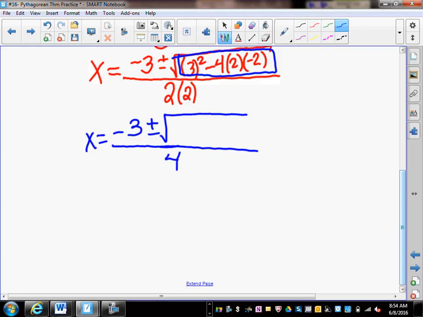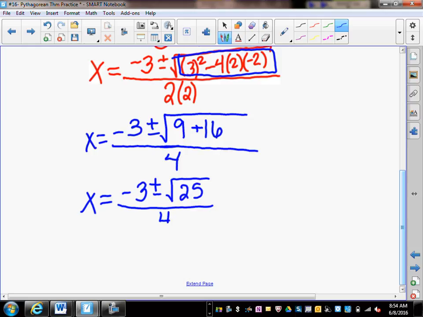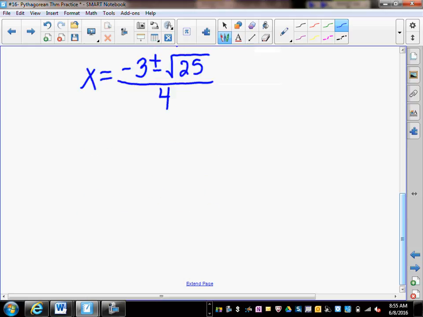Alright. 3 squared gives me 9. -4 times 2 times -2 gives me a positive 16. Because -4 times 2 is -8 times -2 is positive 16. Alright, what's 9 plus 16? So again, we're simplifying here, not losing any of my pieces. Some of you want to get to the end so quickly that you lose a piece. Be careful. Alright, now we can keep simplifying from here. What's the square root of 25? Yeah, 5. So instead of square root of 25, we know that's actually 5.